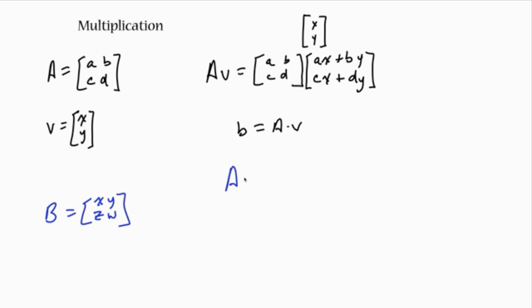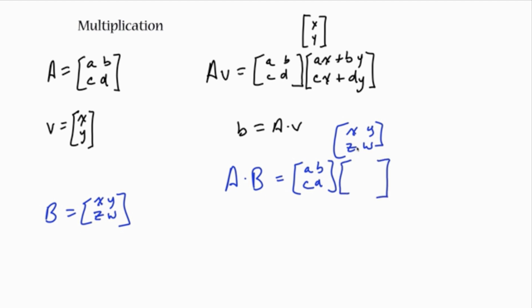If I want to multiply A times B, it's exactly the same thing. I'd stick A here, B here. The result is going to be the same size. Have the same number of elements, I should say.